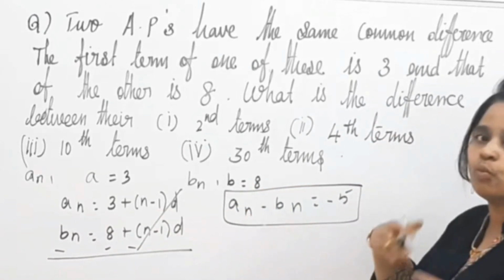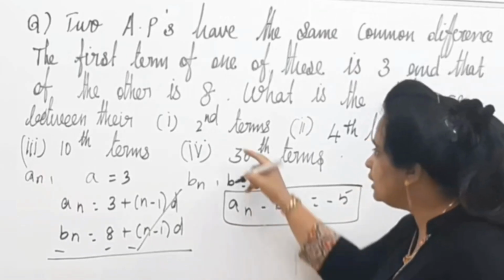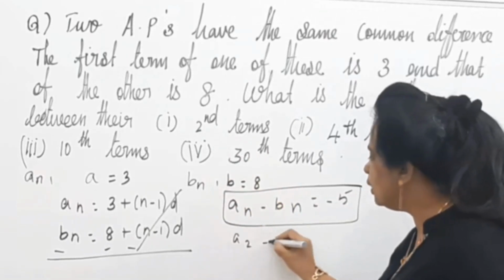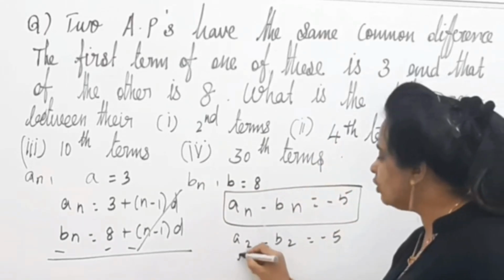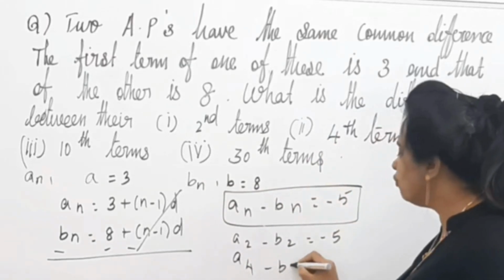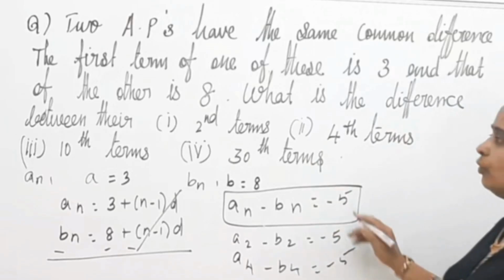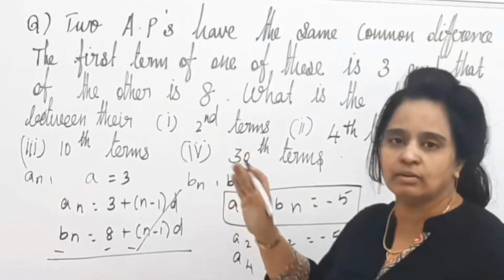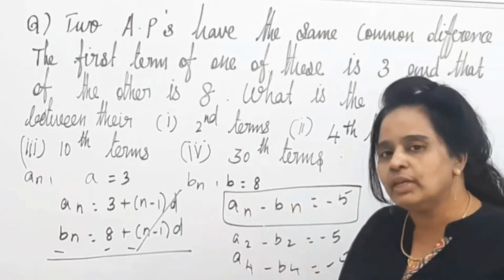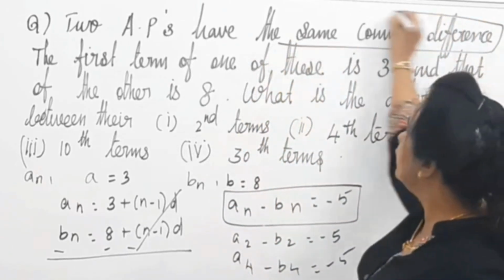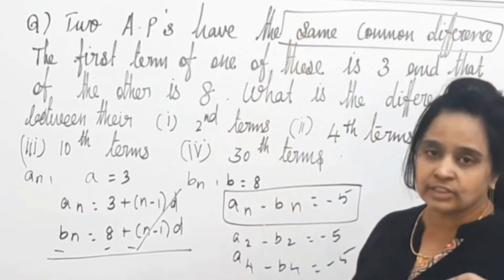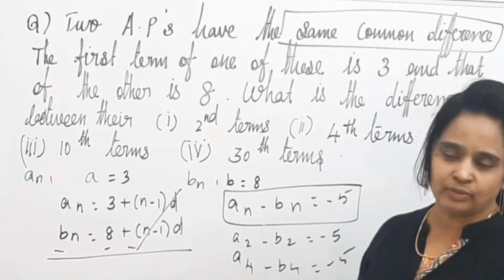Now n is whatsoever may be. If you put n is 2, so a2 minus b2, that's going to be minus 5. And if you put n is equal to 4, so a4 minus b4, that's also equal to minus 5. So any number of terms between them, it's going to be same. Why? Because of this same common difference. So it's going to be the same value.